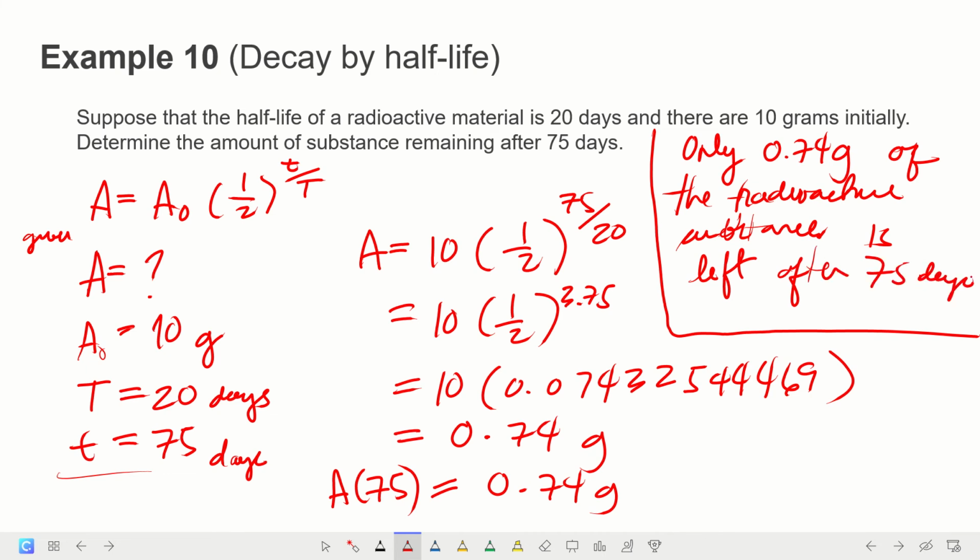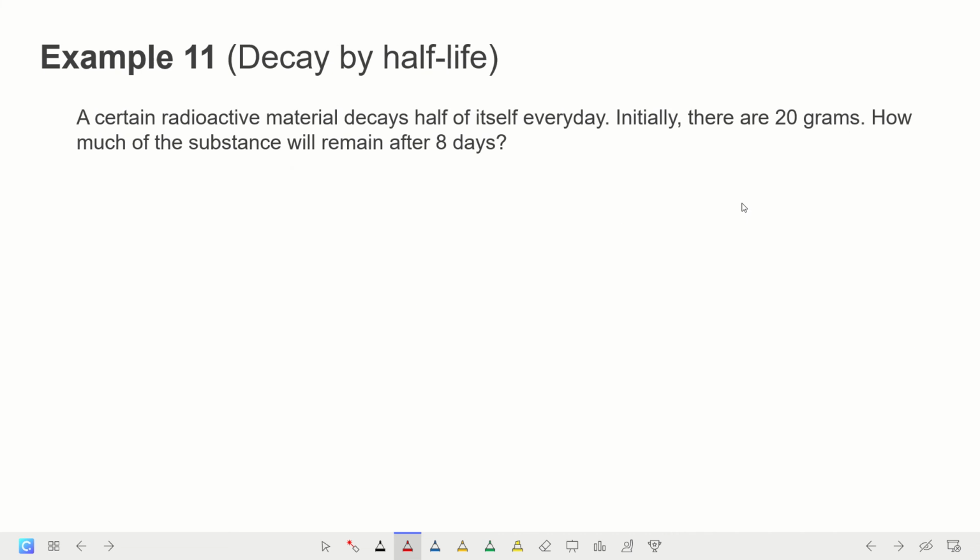75 days. So this is the amount of the substance after 75 days, if this radioactive material decays half of itself every 20 days. So, this is your final answer. So, conclude your statement. So, another example.